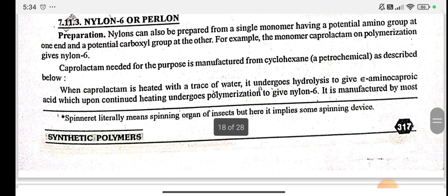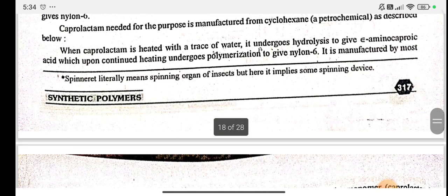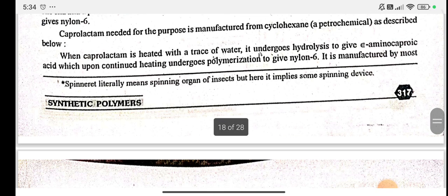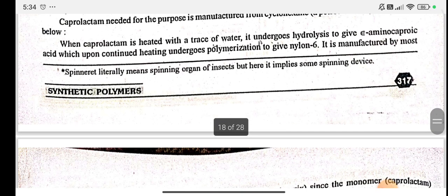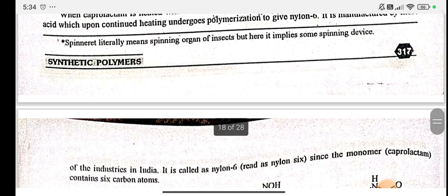Caprolactam is manufactured from cyclohexene, as described below. When the caprolactam is heated with a trace of water, it undergoes hydrolysis to give ε-amino caproic acid, which upon continued heating undergoes polymerization to give nylon 6.